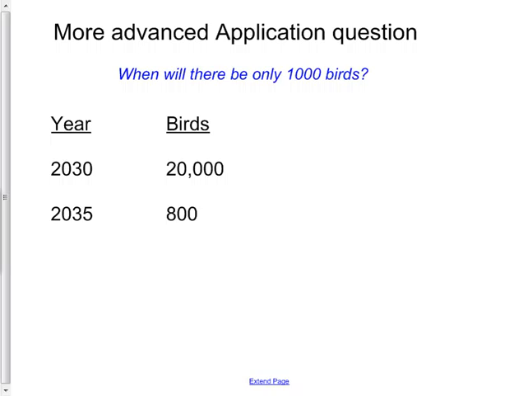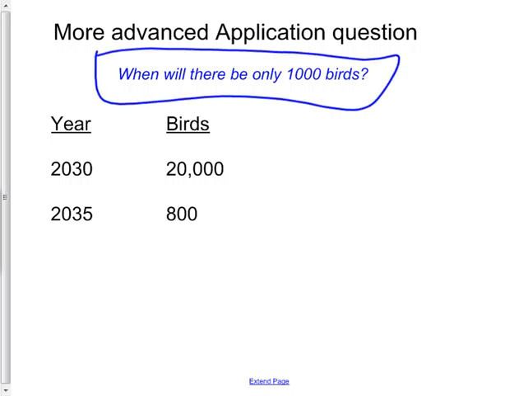Next thing, more advanced application question. All right, I changed these numbers around a little bit. It's similar to the one I gave you before, where there's birds, and there's all of a sudden fewer birds than there used to be. But they did a lot of this in the homework last night. I don't know if you noticed that. When would there be 1,000 birds? All you really need to do is find the equation for it.